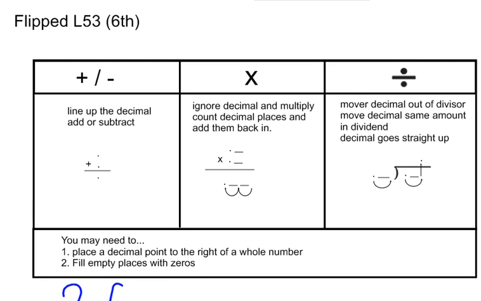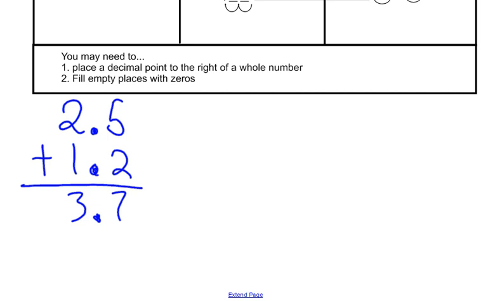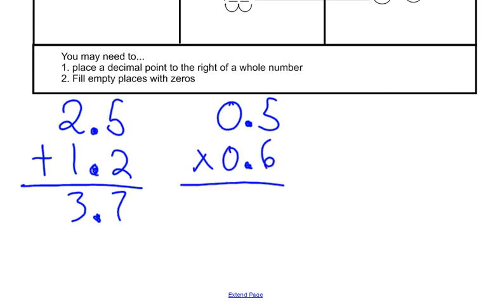Alright, multiplication. When we multiply decimals, we're going to ignore the decimal to start, and then we're going to come back and add the decimal back in. So you're seeing the picture there and that process right there. For a quick example, we can say 0.5 times 0.6. Ignore the decimals, that's going to be 6 times 5, which is 30. Now I come back, count my decimal places, 1, 2, for the final answer of 0.30.